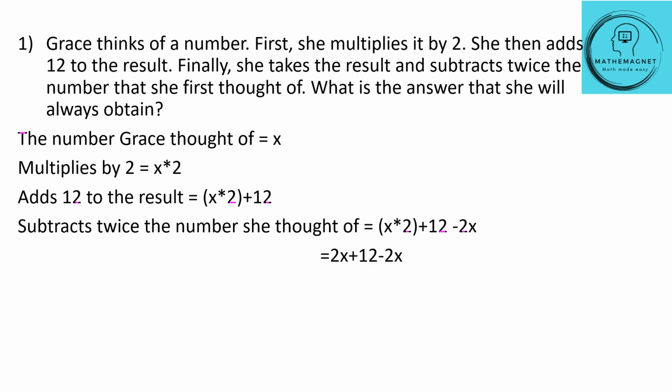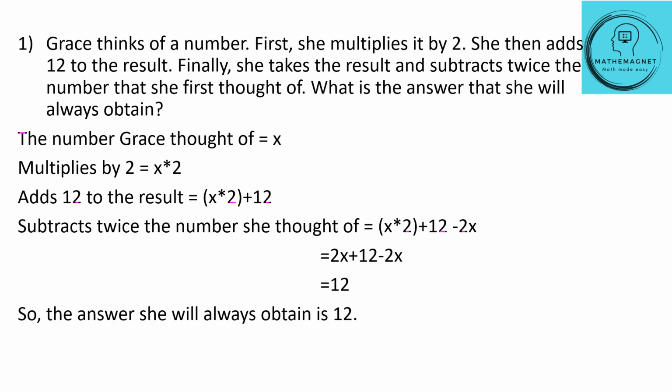Now we already know how to solve an algebraic expression when we combine the two variable terms first. So 2x minus 2x becomes 0. It cancels out each other. So the final answer will be 12. So no matter what number she thought of, the final answer that she will get is always 12. So the answer she will always obtain is 12.